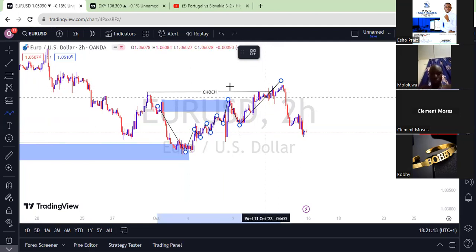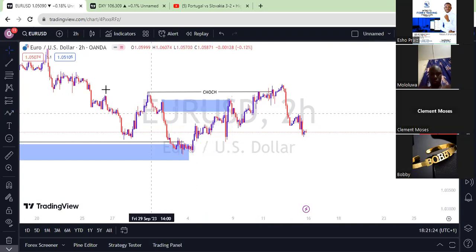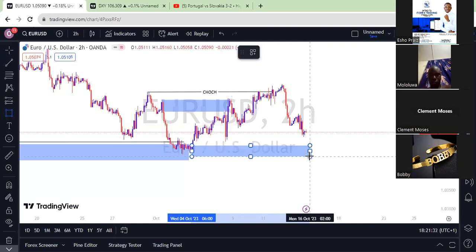So now that the market has given us our change of character, it means that the market has changed from a bearish to a bullish market. I hope I'm communicating now. So in this case, we look for an order block here. This is an order block. Can you see it, everybody?